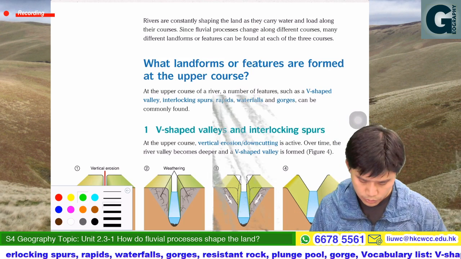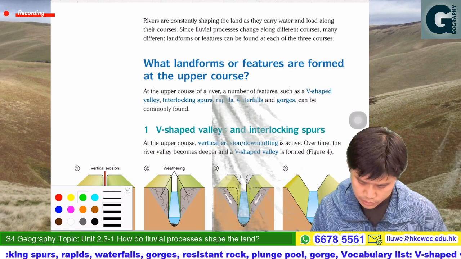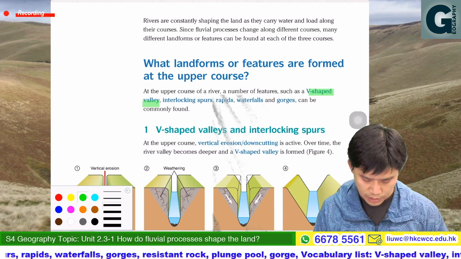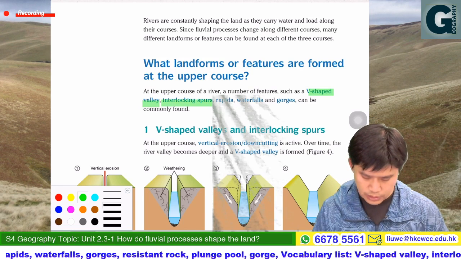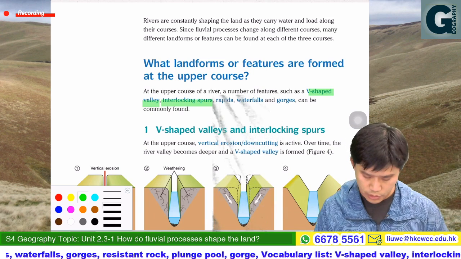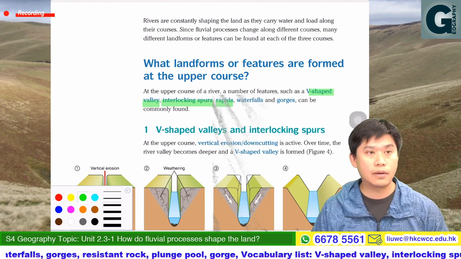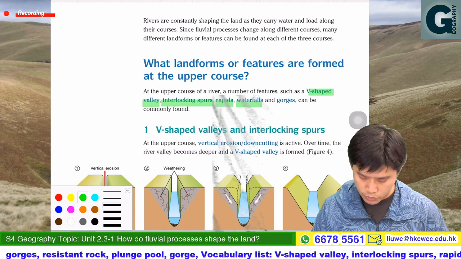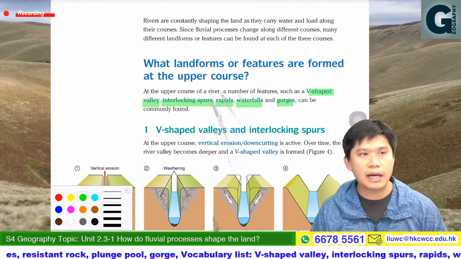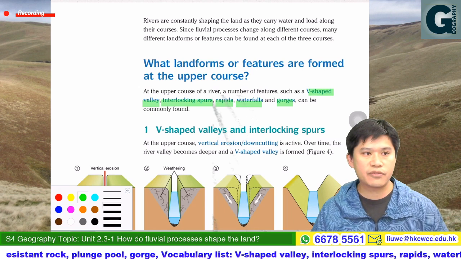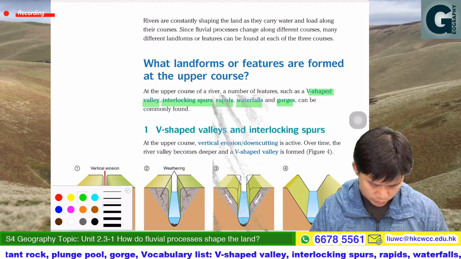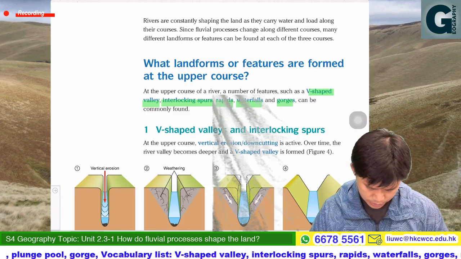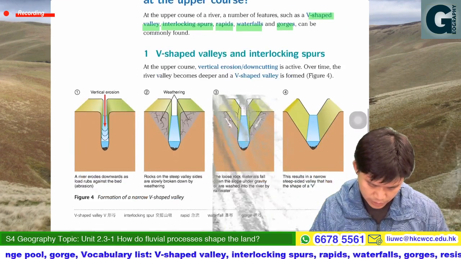So the features, the first one, we call it V-shaped valley. The second one, interlocking spur. The third one, rapid. The fourth one, waterfall, and also gorge. Okay, so these are the features that could be commonly found in the upper course. So for the first one, V-shaped valley. What is a V-shaped valley? Okay, you may have a look at Figure 4.